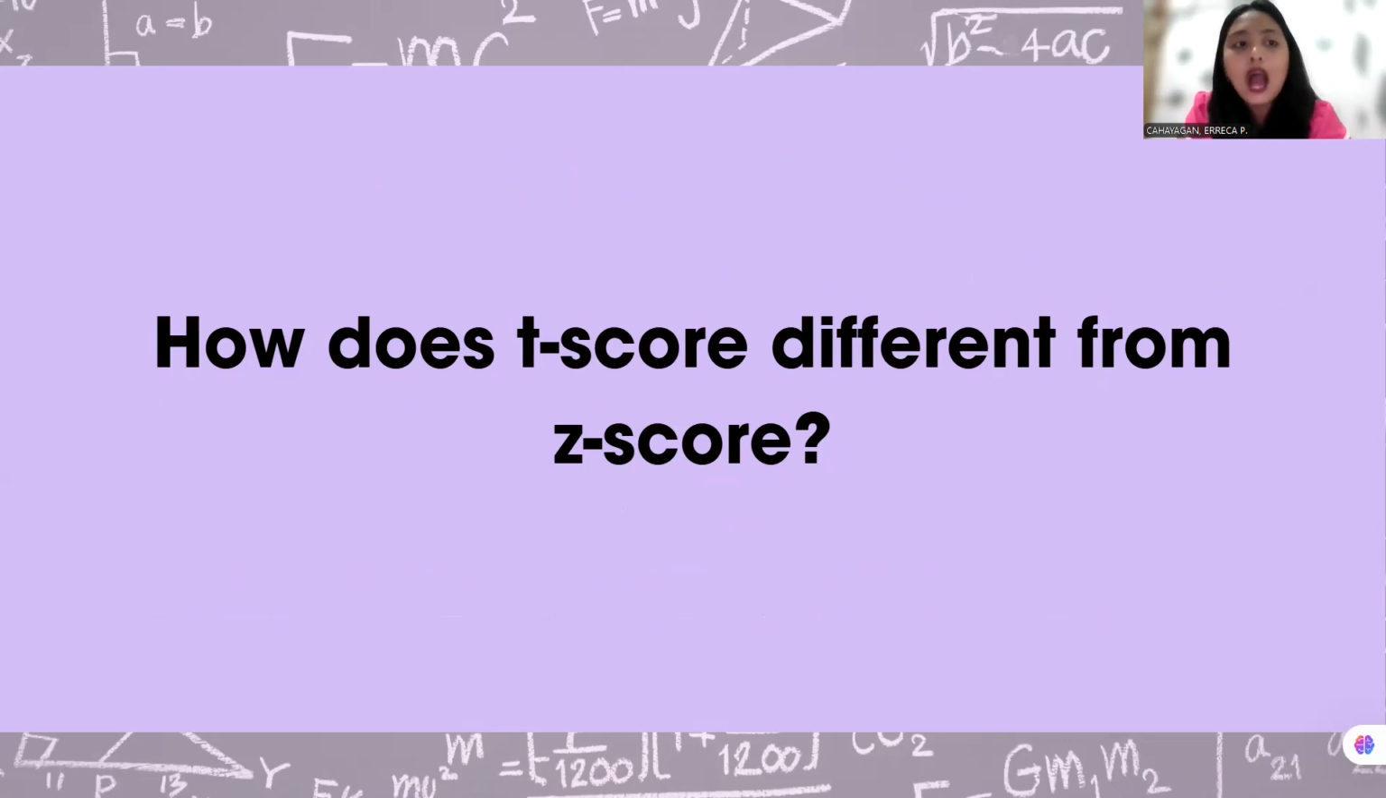So Q&A. How does t-score differ from the z-score? No? When they are both standard scores. So z-score and t-score are both standardized scores used to determine how far a data point is from the mean or the average, measured in standard deviation, but they are used in different situations.